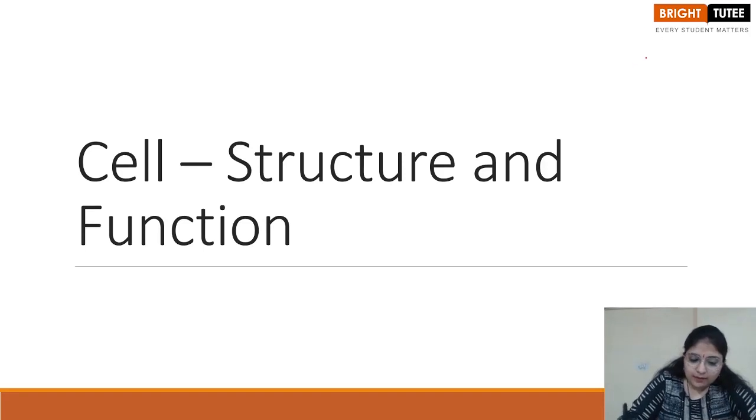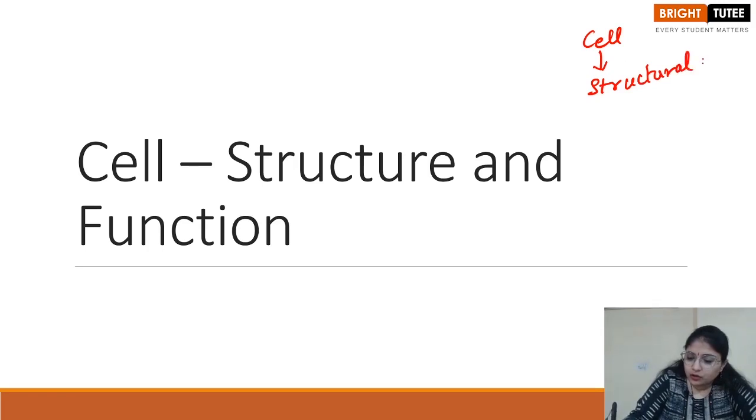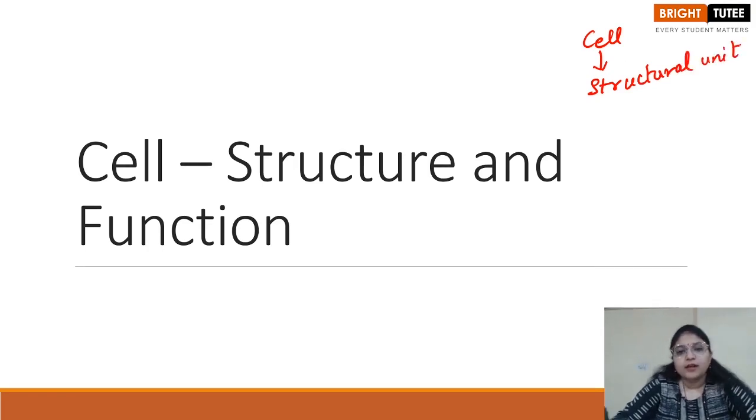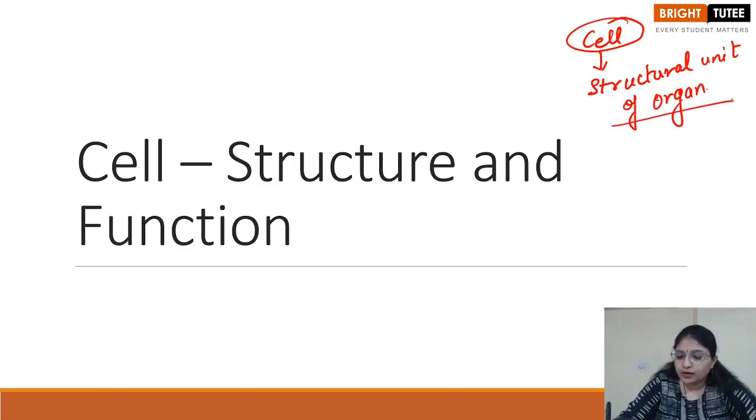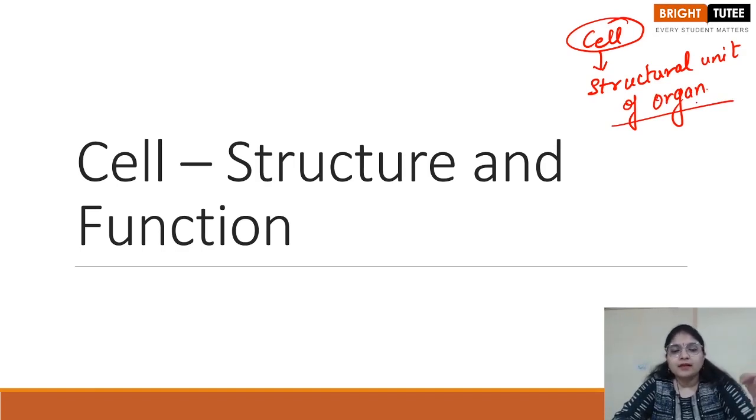So this cell is the structural unit of an organ. That means what kind of cell is present in an organ decides the function of the organ, right? The shape of the cell, the function that it performs, basically dictates the kind of organ that will be formed.